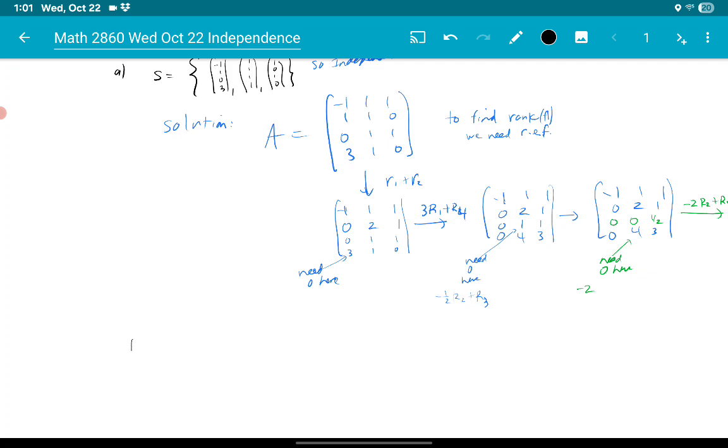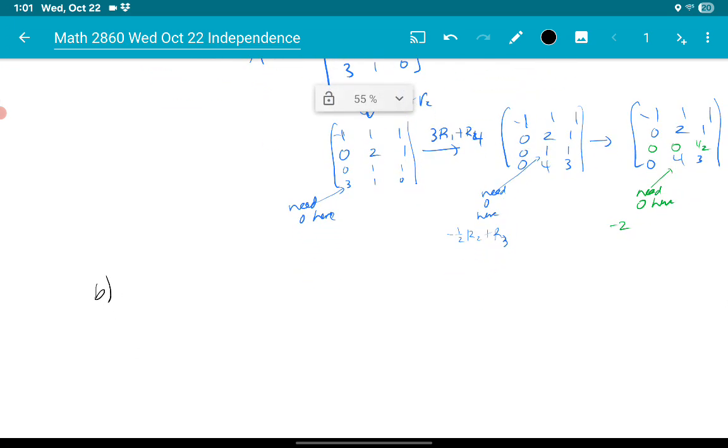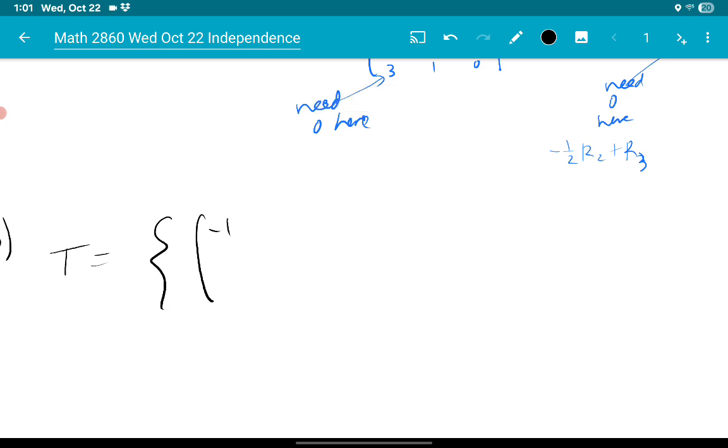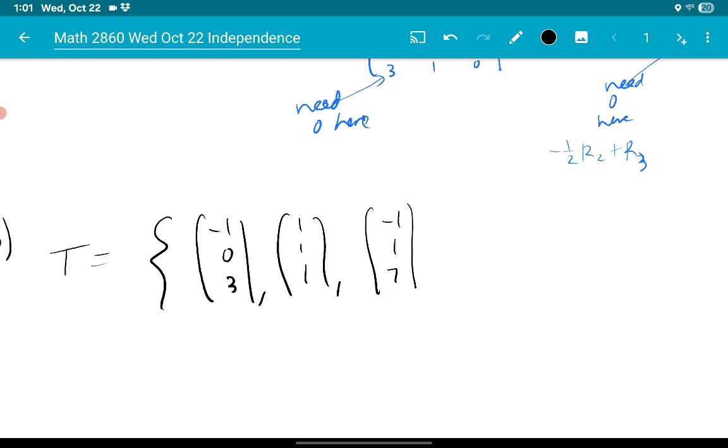Let me ask one more question, one more like that. I'll give you another set, T. Let's make this up. So how about negative 1, 0, 3, then 1, 1, 1, and the third vector will be negative 1, 1, and 7. Okay, same question. Independent or dependent? Is this set independent or dependent?